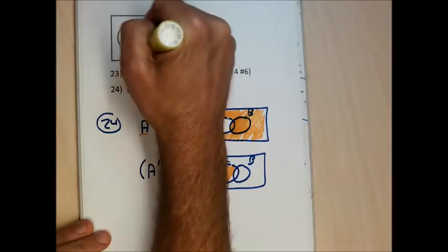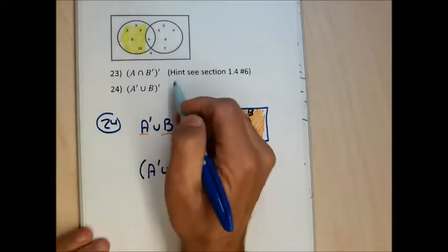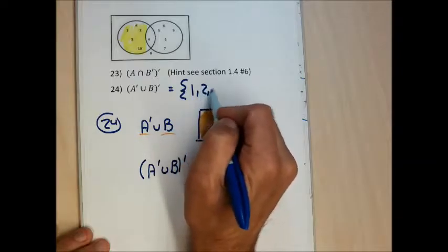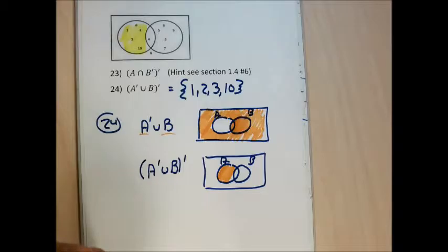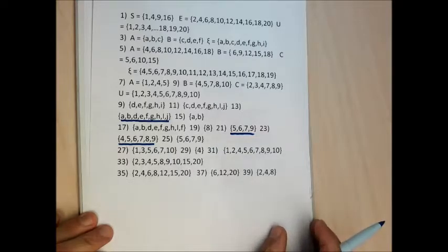And when I go to answer problem 24, I'm going to write down the elements that I just covered up. The answer to problem 24, I just need to write the set that has the numbers 1, 2, 3, and 10. Just because I have them handy, 23 that you're supposed to do is supposed to have 4, 5, 6, 7, 8, and 9.